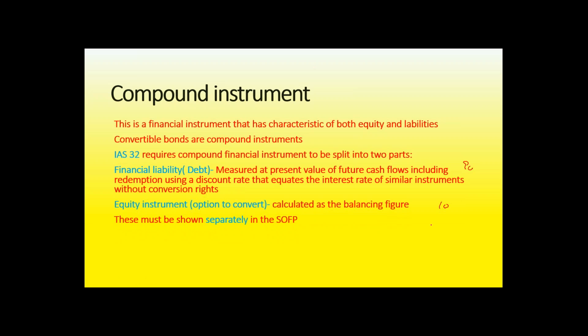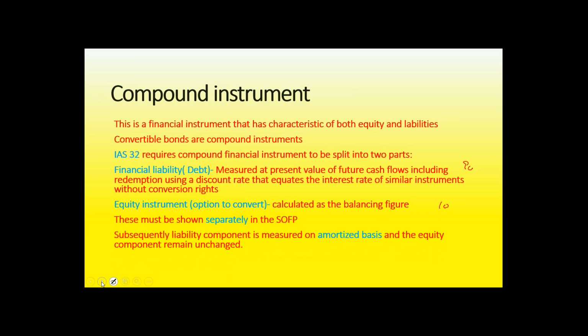So even though we have received 100, it will be shown as 90 as a liability and 10 as equity in the statement of financial position at initial recognition. Subsequently, the 10 will remain 10, and the 90 will change with the amortized cost. That is what we have been doing. So subsequently, the liability component is measured on an amortized basis, and the equity component will remain unchanged.